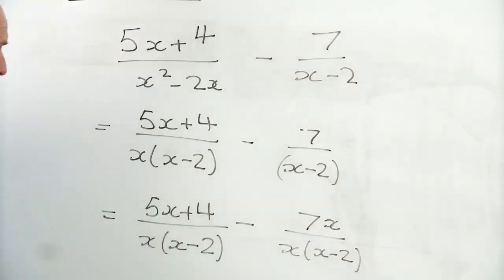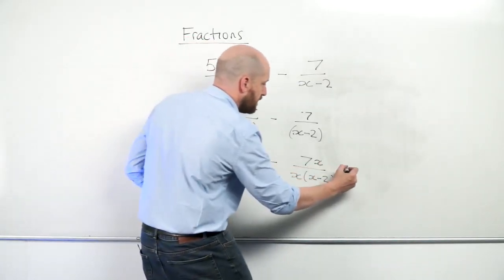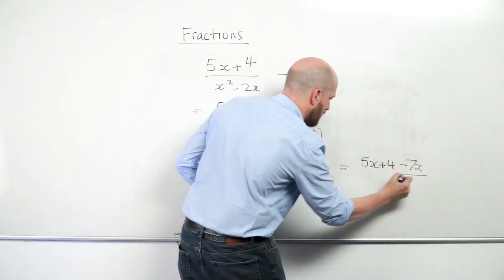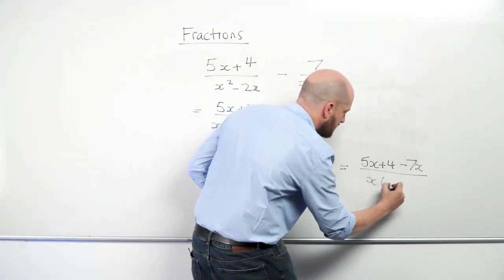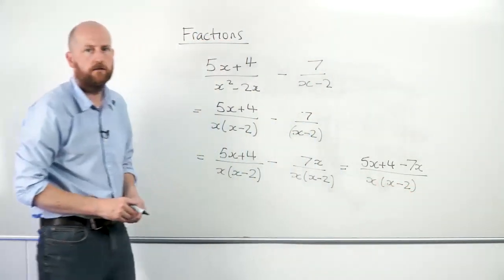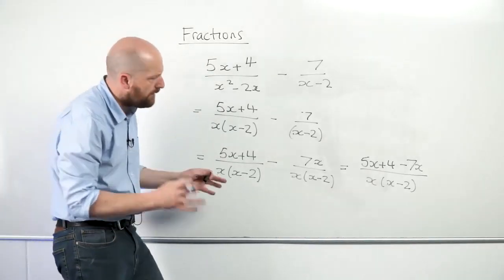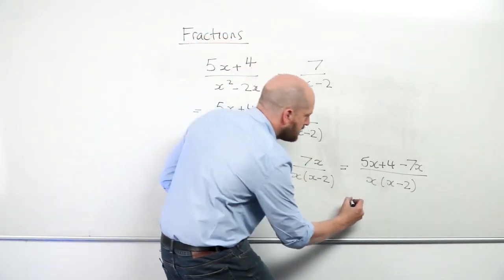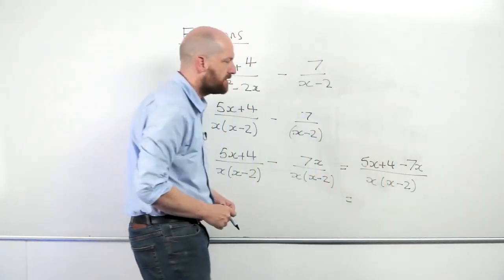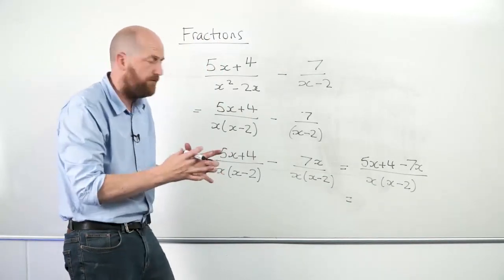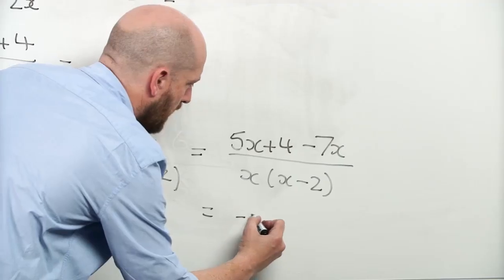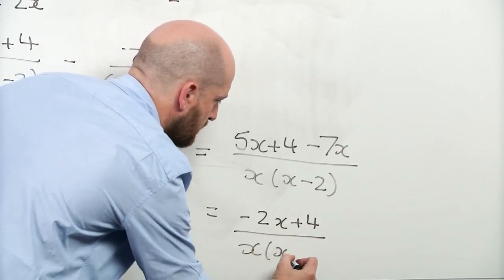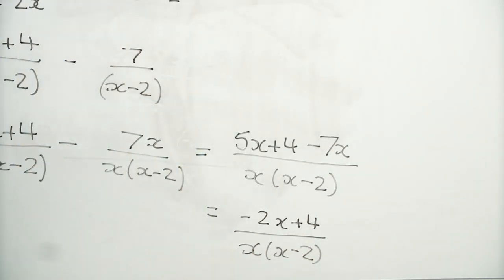I then have a common denominator. I can combine these two fractions. So combining these two fractions would give me 5x plus 4 minus 7x all over this denominator, x times x minus 2. And finally, we're not quite finished because there's a bit of simplification we can see here. In fact, this 5x and the minus 7x, using one of the laws of algebra, we can combine those two to give minus 2x plus 4 all over x times x minus 2. And it looks like we're almost there.